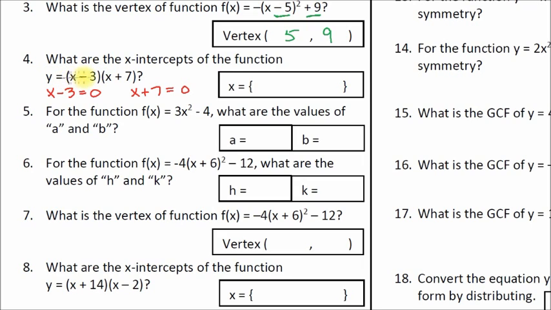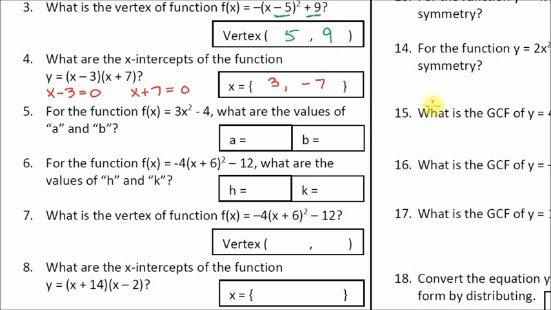And so either this term has to be 0, so the whole thing changes to 0, or this term has to be 0, so when multiplied by the first binomial it turns to 0. Well, in this case 3 minus 3 equals 0, so x is either 3. X plus 7 equals 0, that's going to be the opposite sign, or negative 7. So negative 7 plus 7 equals 0, so our x-intercept is negative 7.